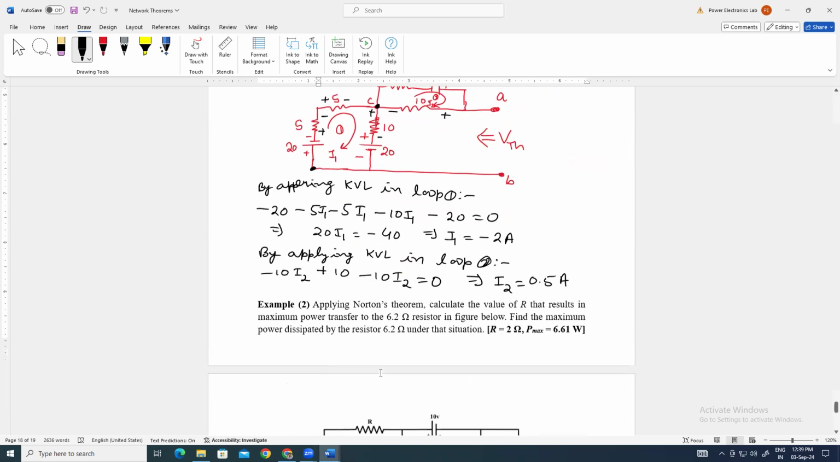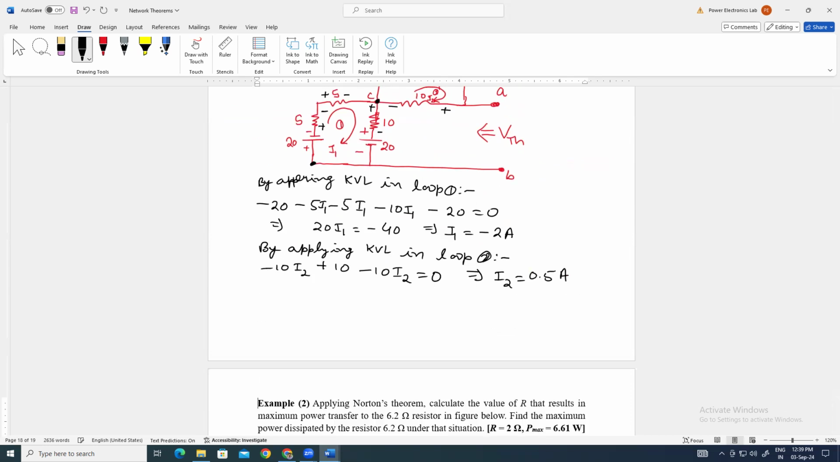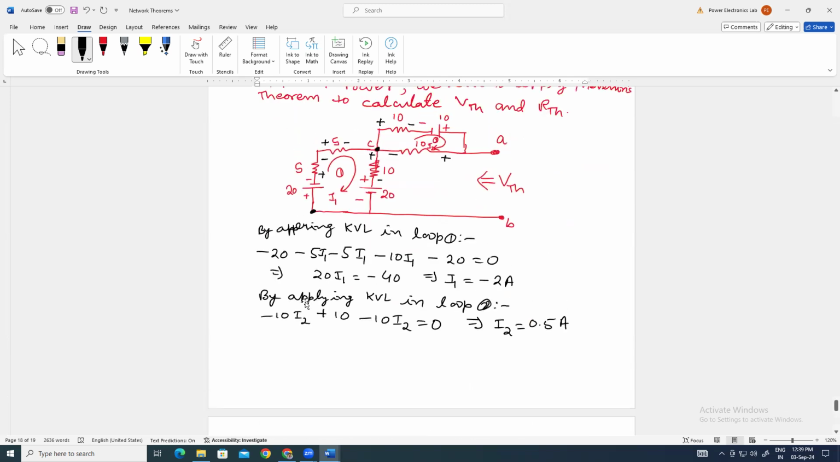क्लियर? यहाँ तक क्लियर है? Is there any doubt? We have calculated the value of i1 and i2. So what will be the value of VTH? VTH is polarity plus minus, यहाँ पे लेंगे. So what will be the value of VTH? कैसे calculate करेंगे? How we can calculate the value of VTH? हमने i1 i2 तो calculate कर लिया. VA minus VC plus VC minus VB करेंगे तो निकल जाएगा.